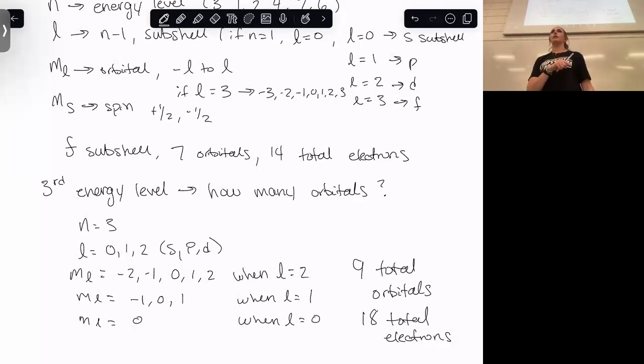Does that make sense how we found that? Yeah, go ahead. Yep. So we have 9 different orbitals in our third energy level. We see that from the m sub l version. Each of those orbitals can hold 2 electrons. So we just took 9 times 2.